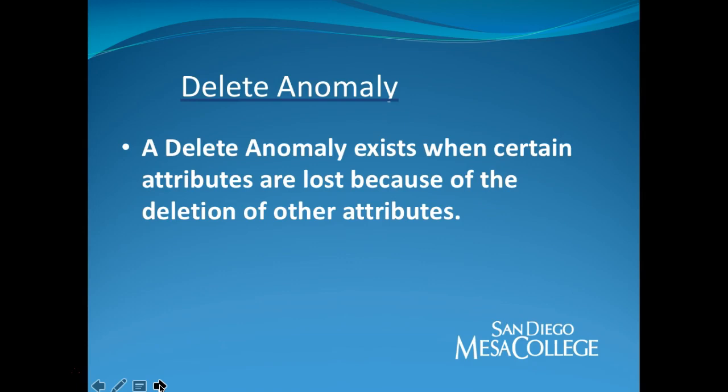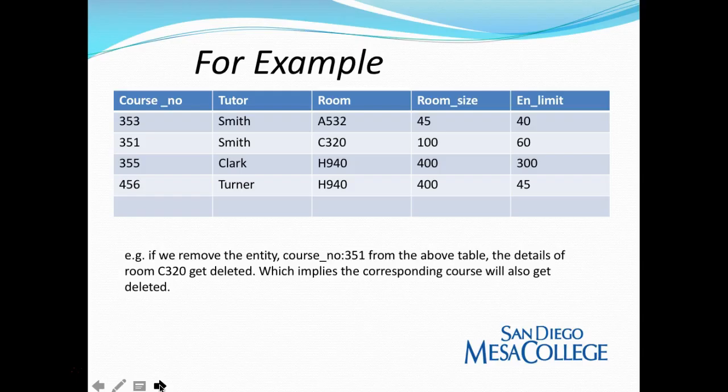So a delete anomaly exists when certain attributes are lost because of the deletion of other attributes. So let's take another look at our table here. We've got our schedule table again with course numbers, tutors, and the room information. But if we remove course number 351 from the above table, all the details from room C320 would get deleted as well. So that means that any corresponding course that has C320 would also get deleted. So think about this. The fact is that we have this room and we have information about this room. We know its size and we know its limit.